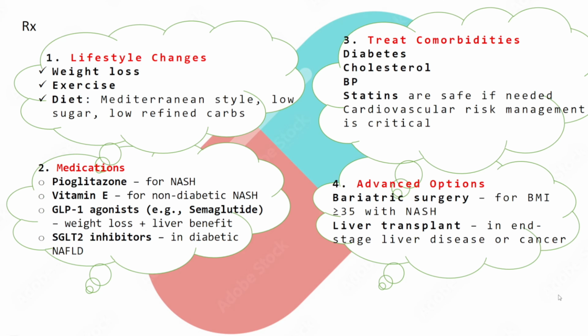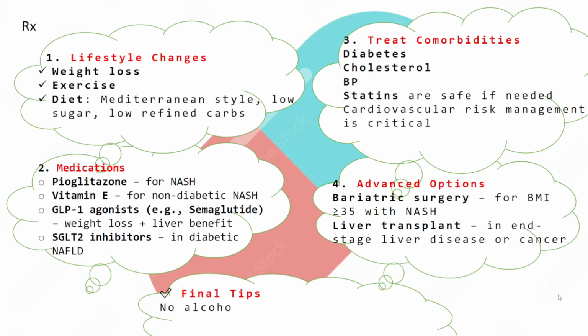And finally, some key tips. Avoid alcohol, even in small amounts. Stay away from liver-toxic medications or supplements. And keep up with regular monitoring, including liver tests and possibly a FibroScan. Remember, NAFLD is treatable, especially in the early stages. The earlier you act, the better the outcome.